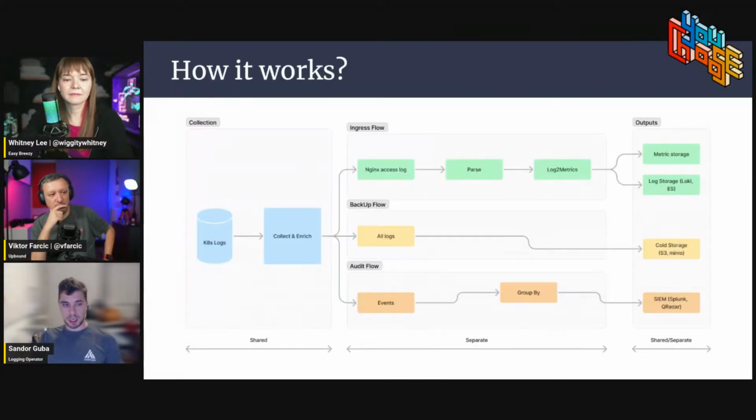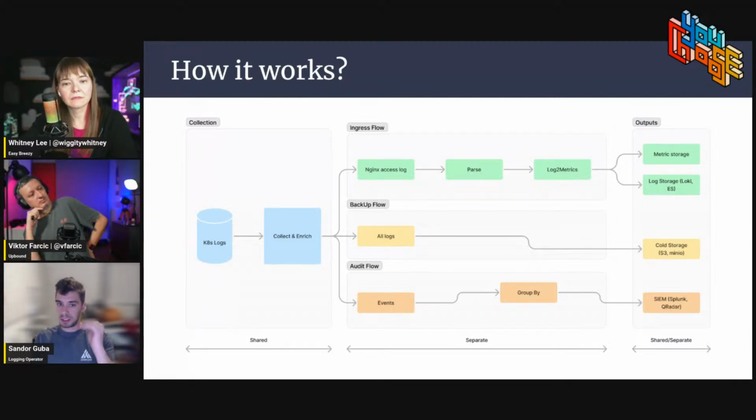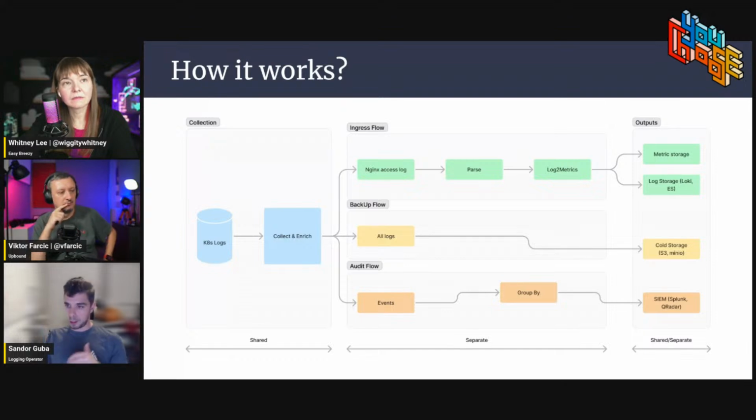How it works, on the collection side, there is a daemon set, currently Fluent Bit, sending everything to an aggregator, currently Fluentd or syslog-ng, routing the different kinds of logs to different pipelines, doing the parsing, etc. And after that, sending them to the destination.